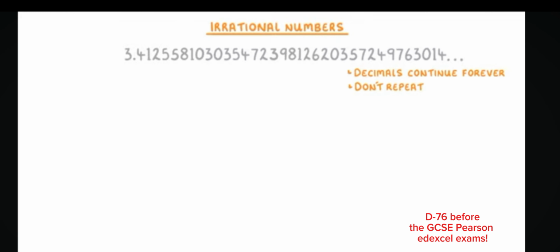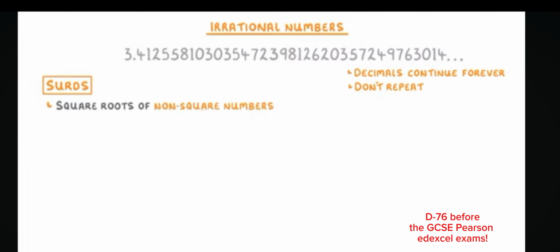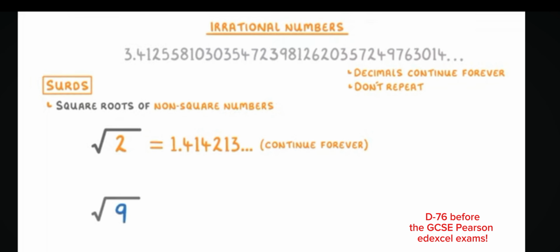The main place you'll see irrational numbers are surds, which we cover in detail in another video, but are basically square roots of non-square numbers, like the square root of 2, which would be something like 1.414213, but would continue on forever without any pattern. In contrast, if we square root a number like 9, then that doesn't count as a surd, because 9 is a square number, and we can simplify square root 9 to 3.